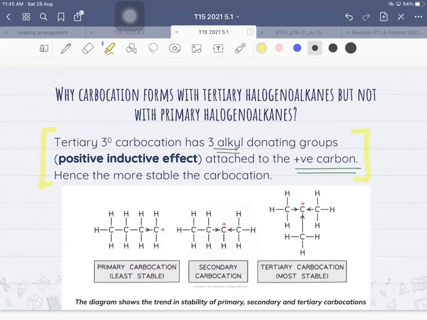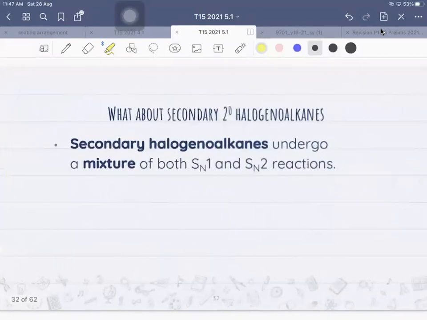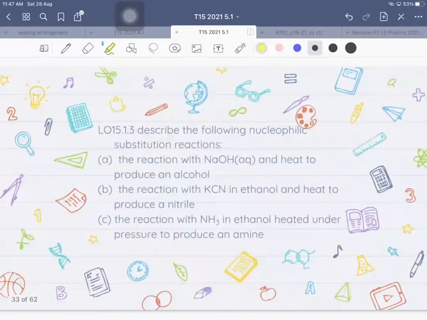Okay, so please copy this down now. So that explains why only tertiary carbocation ion can go through SN1 mechanism, because of the stability. For secondary halogenoalkanes, I've already mentioned this to you. Right, next, hold on.